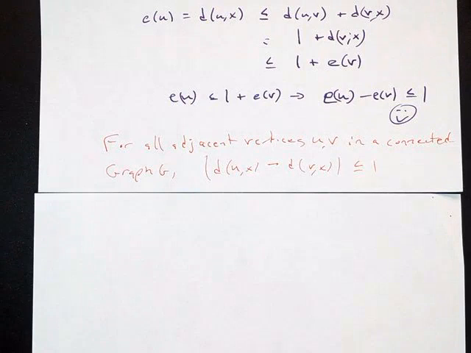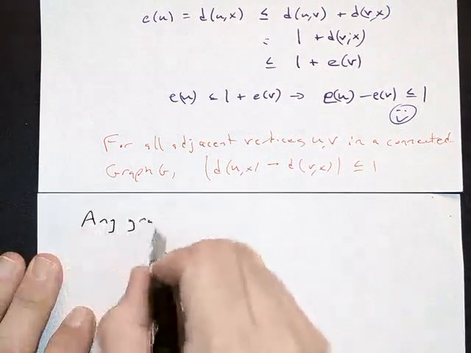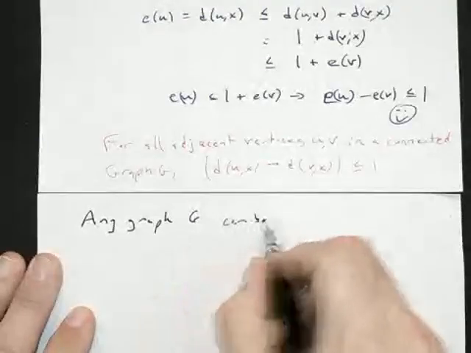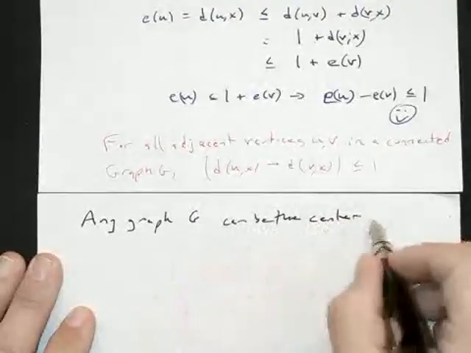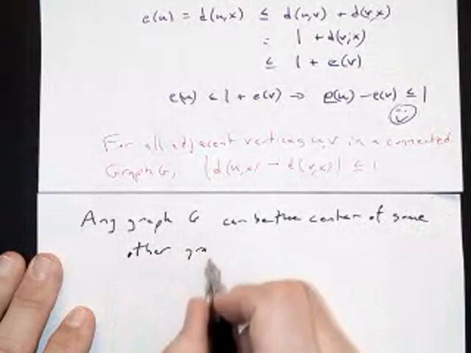And that means that any disconnected graph can be the center of some other graph. So there's my answer. It is possible for the center to not be connected, only if the graph itself is already disconnected. So within a connected graph, my center is a connected item, not necessarily in any graph. But any graph G can be the center of some other graph H.